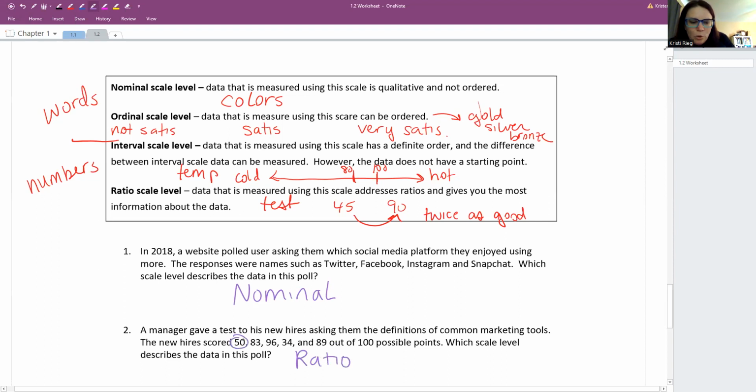This guy scored half on the test. That makes sense because he scored 50 out of 100, that's half. Whereas it doesn't make sense to say, ooh, tomorrow it's really cold outside, temperature is half of the spring temperature. We don't talk like that, doesn't make sense. So if you can say that, then we're typically talking about ratio because that 1/2 is the ratio.